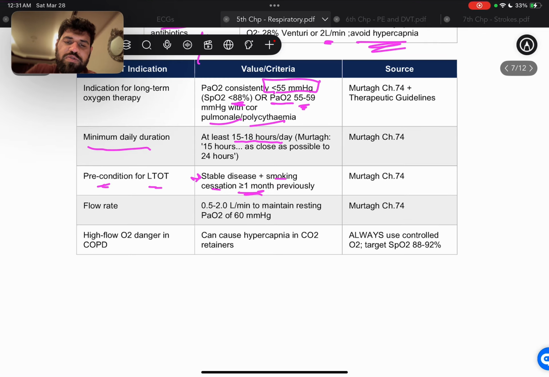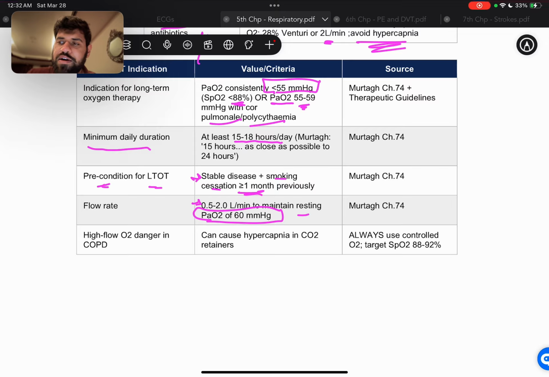Flow rate for it is going to be 0.5 to 2 liters per minute to maintain resting PO2 at 60 mmHg, and we shouldn't let the PO2 increase or the PaCO2 decrease, because the way the COPD patient works is that their lung and their body is more used to having hypercapnia, and if you introduce a lot of oxygen to them, the respiration is going to drop, because it's not dependent on hypoxia.